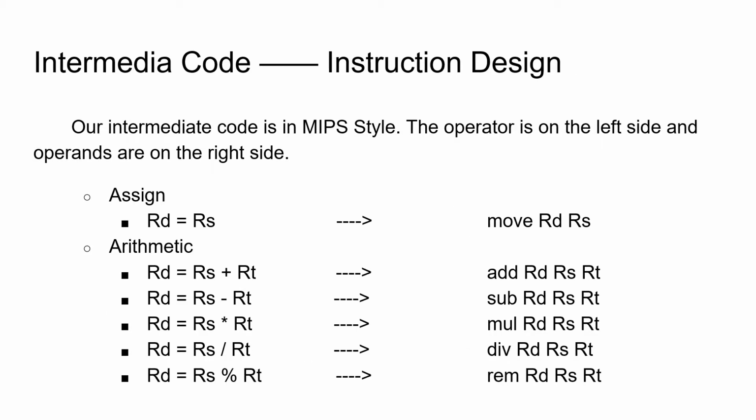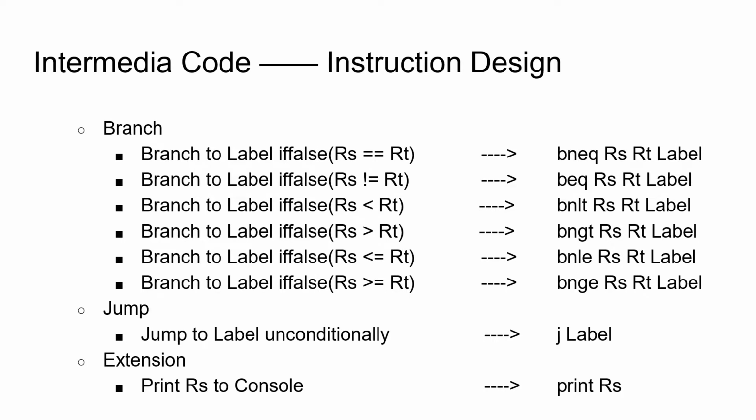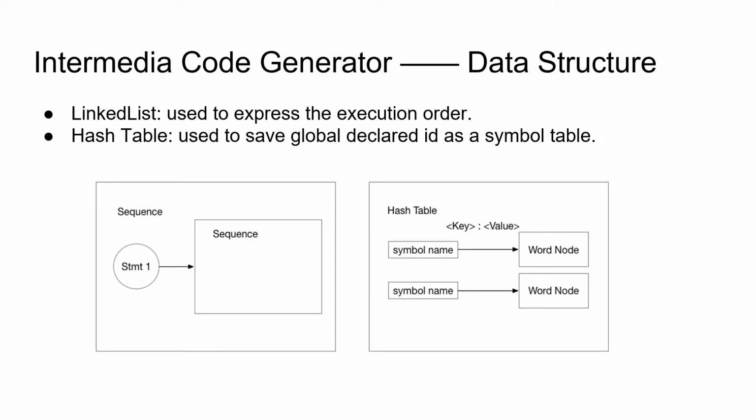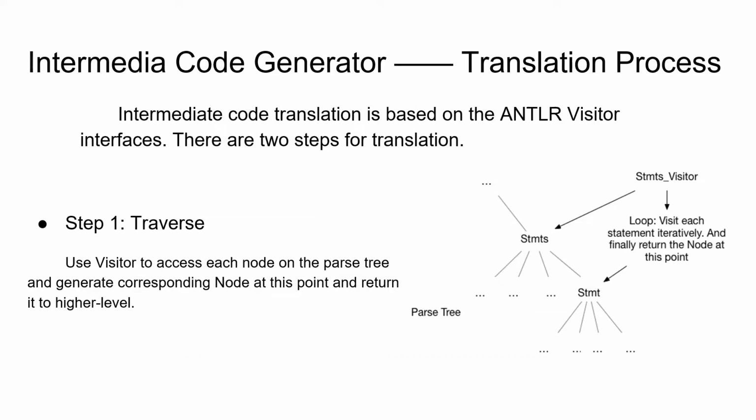Our intermediate code is in MIPS style. The operation is on the left side and the operands are on the right side. For example, branch to label if false rs equals rt will be translated to bneq rs rt label. For the generator, there are two main data structures used, linked list and hash table. The first one is used to express the execution order. The second one is used to save the globally declared identifiers. The generator procedure can be divided into two steps coarsely. The first one is the traversal.